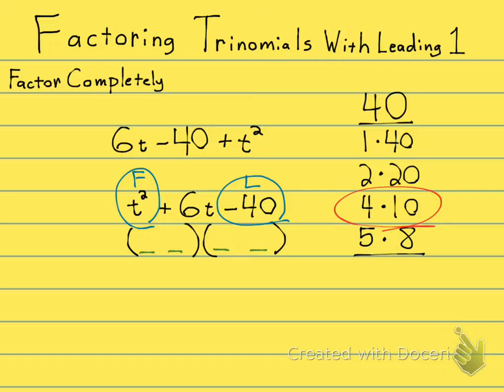Let's go fill in our binomials. I'm going to have a t and a t. And I'm going to have a 4 and a 10. Now, to get a positive 6, my larger one has to be positive. So the 10 is going to be positive, and the 4 is going to have the minus. And that's it.